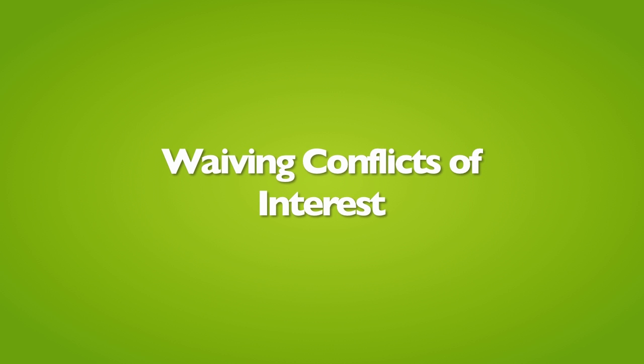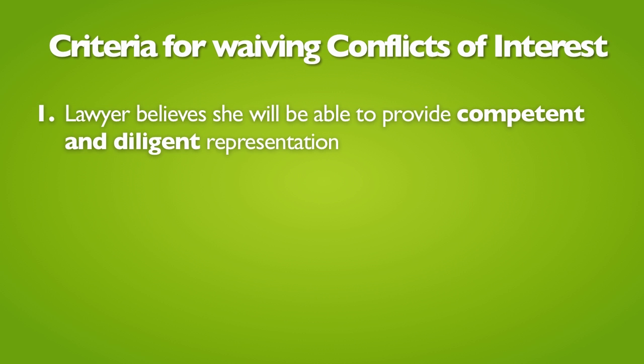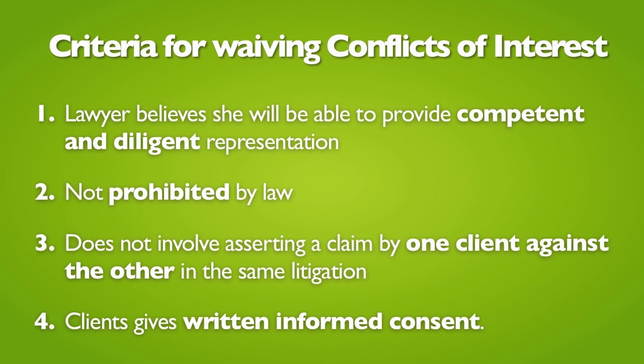Waiving conflicts of interest. In some circumstances, Rule 1.7(b) permits the lawyer to represent clients who have concurrent actual conflicts of interest if the clients waive the conflict and if it is reasonable for them to do so. Similarly, the client might waive the concurrent potential conflict that could develop with the attorney. The four criteria for the client waiving a concurrent conflict of interest are that: 1. The lawyer reasonably believes that she will be able to provide competent and diligent representation to each client affected. 2. The representation is not prohibited by law. 3. The representation does not involve asserting a claim by one client against the other in the same litigation. And 4. Each client gives informed consent confirmed in writing.